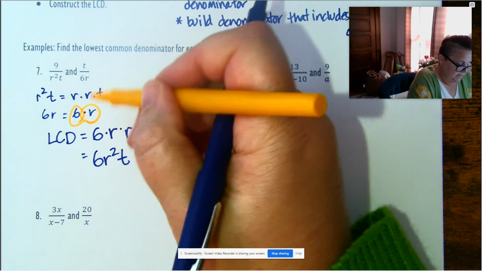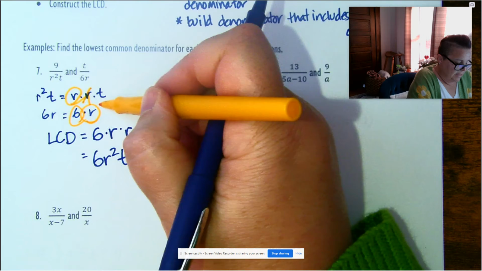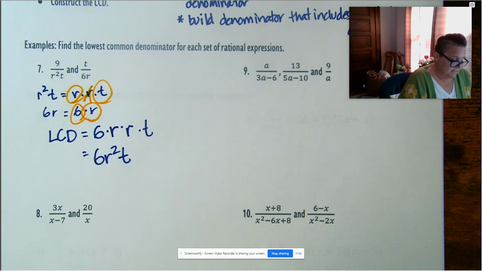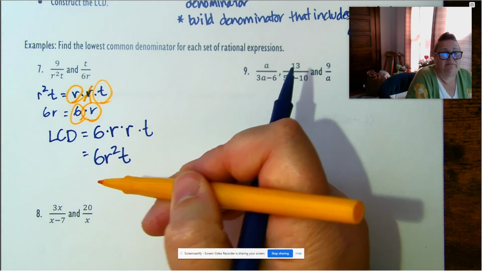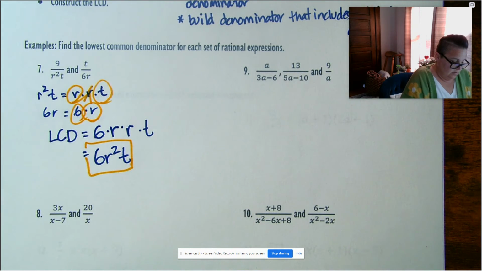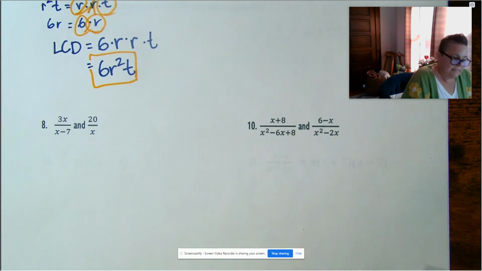Need the 6, I need the r. That wouldn't cover that one, but now I still need that r and that t. Okay. So the LCD for problem number 7 is 6r squared t. What about for problem number 8?